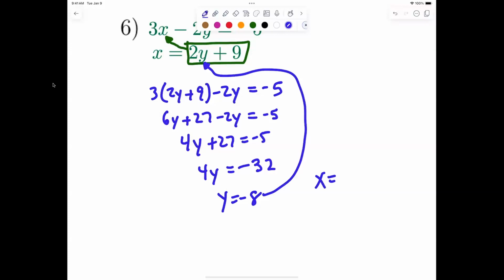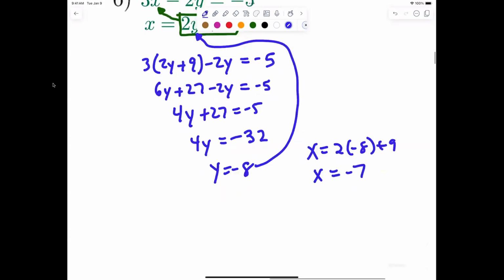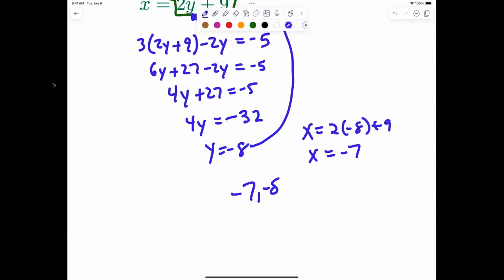So x equals 2 times negative 8 plus 9. So x equals, so now I have negative 7 comma negative 8. If you did that without my help, then you know how to do it. It's there, it doesn't get harder. It really doesn't get harder. All right.